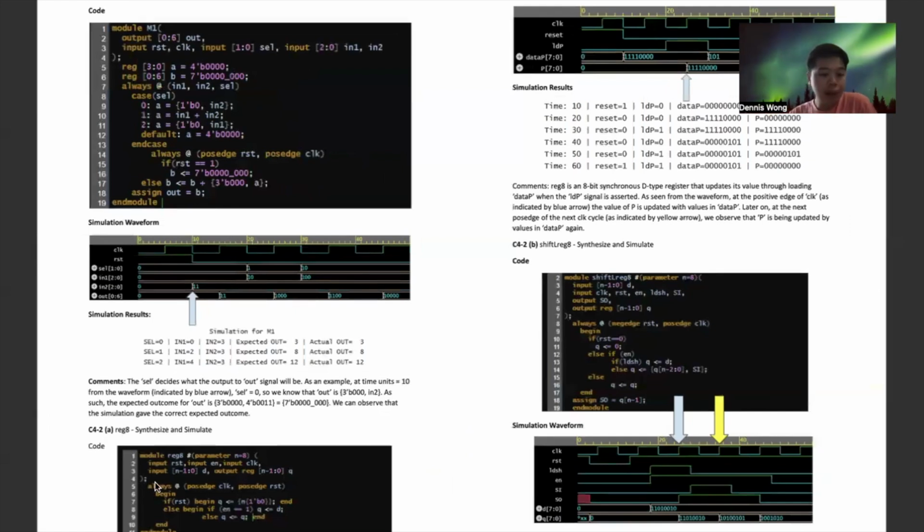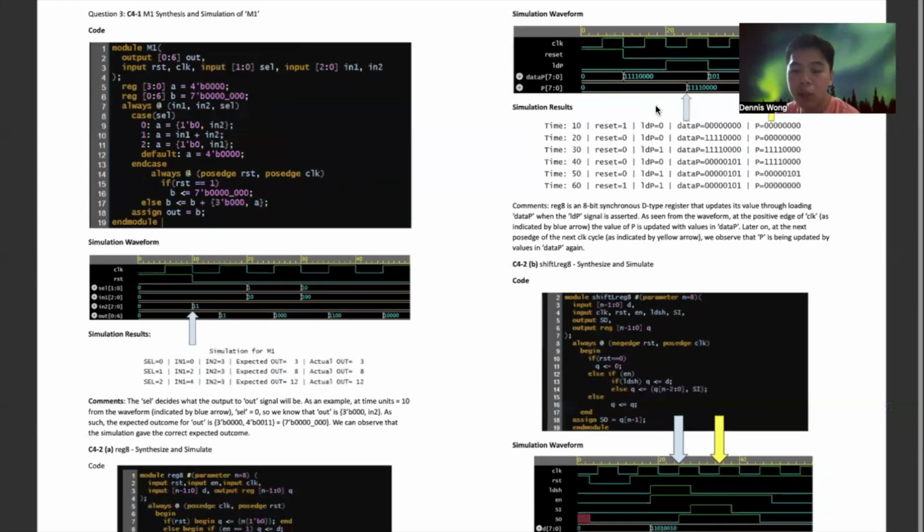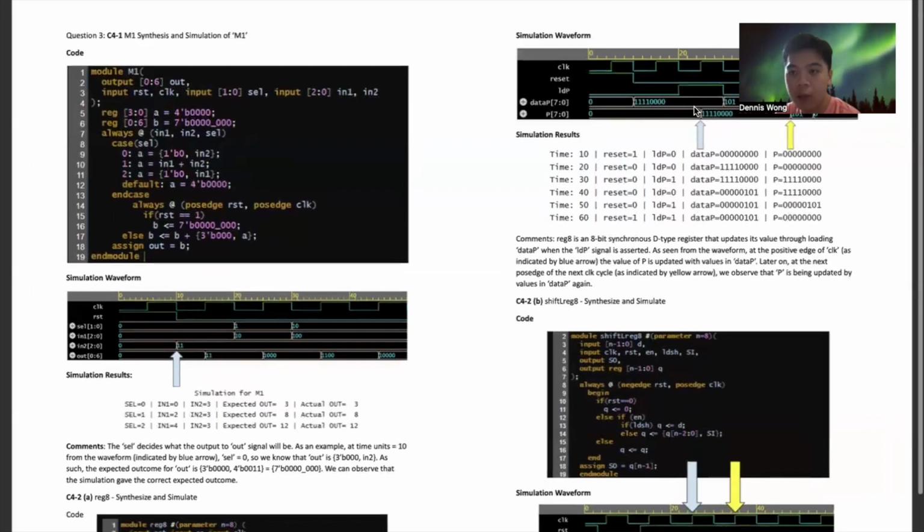And then we have register 8. Register 8 is a D register. It takes in an input, and whenever the control signal enable is asserted, it will just get this input and transfer it to the output. So that's what register 8 does. You can see from the simulation, this is exactly what is being done. LDP is the control signal. At the positive edge of the clock, LDP will be transferred to this P here.